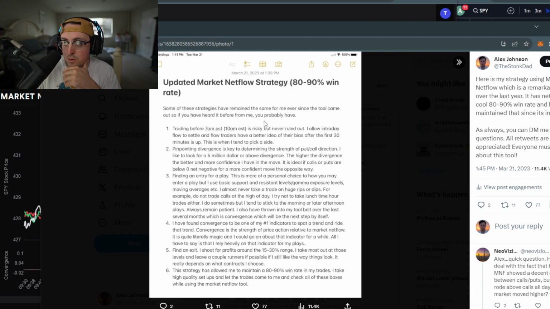which it might be due for another update for my strategy, but nonetheless, it's still relatively similar to what I look for every single day in market net flow, and I can show you today what I was looking for going off this strategy. So this is my updated market net flow strategy. It has an 80% win rate on average. Some of these strategies have remained the same for me ever since this tool came out.